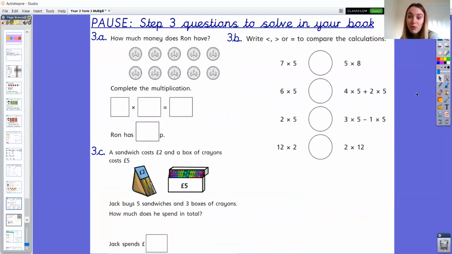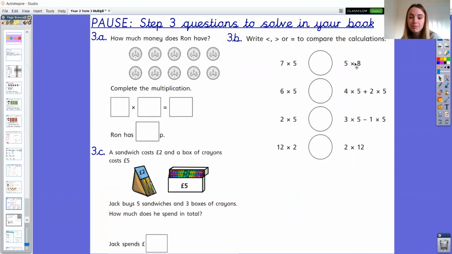So on your board now, you can see step 3 questions. So 3A, how much money does Ron have? First of all, you need to recognise the value of the coins, complete the multiplication and answer in a full sentence. 3B, very similar to what we've just been exploring together. Write less than, greater than or equal to compare the calculations. So you need to use the symbols here. I suggest finding the product either side first of all so that you can make sure that you're really accurate with your comparing.